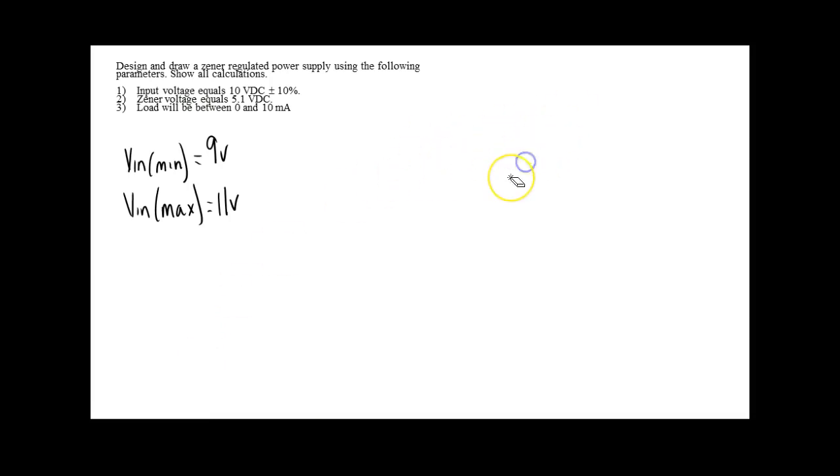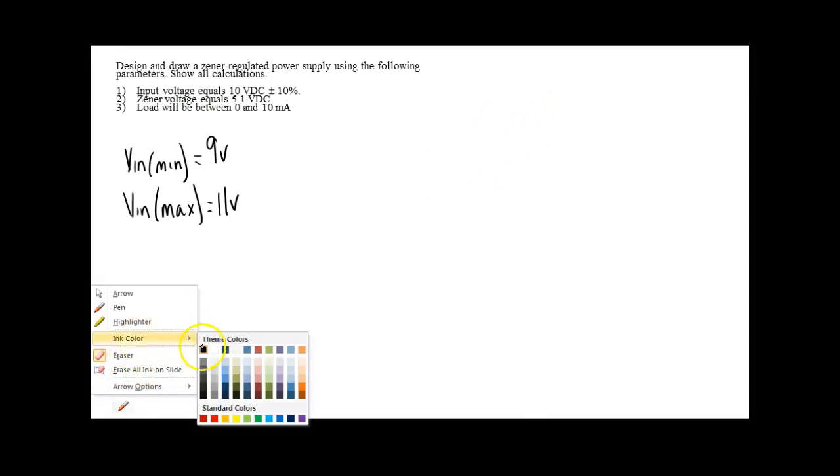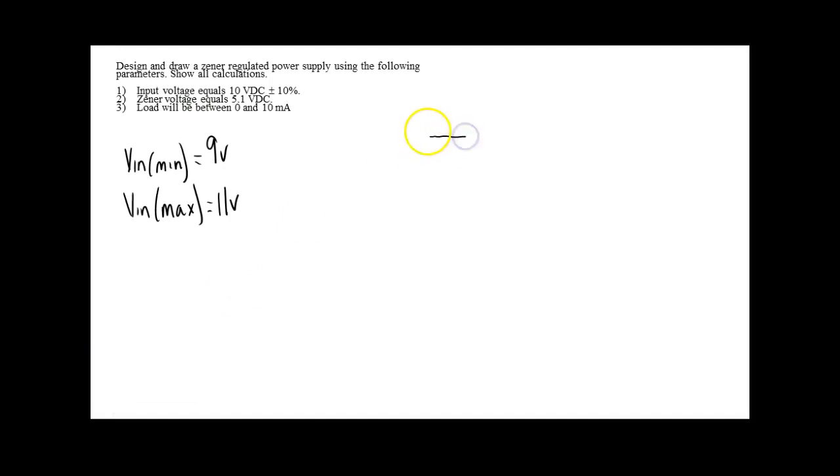So what I wanted you to do is just draw the regulating portion of the power supply, just like we did in class the other day. So I would come over here and put my resistor, RS, and then it's a positive power supply, so I'm going to put my Zener in this direction right here. Draw a common, and this is going to be unregulated in, and this is going to be regulated out.